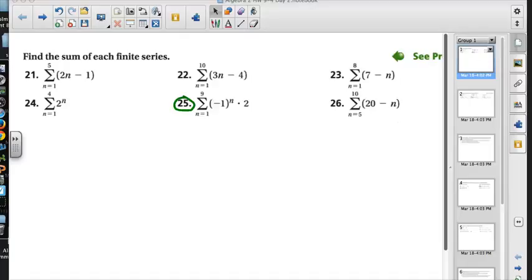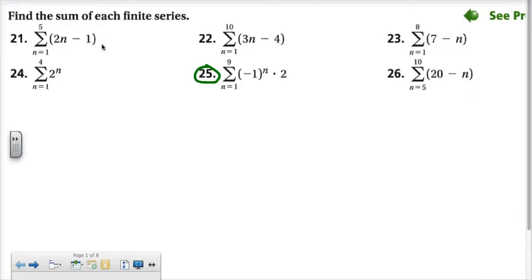These are the frequently asked questions for Algebra 2, and this is for section 9 for day 2. I'm going to look at find the sum of each finite series here.